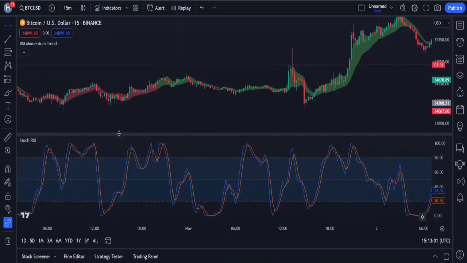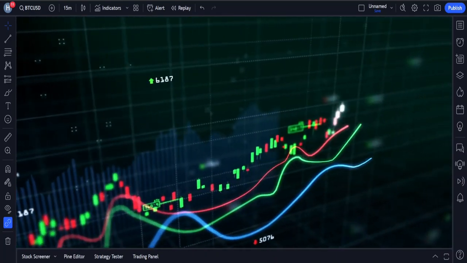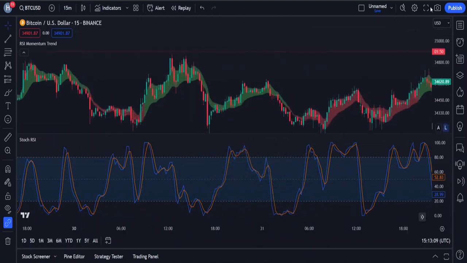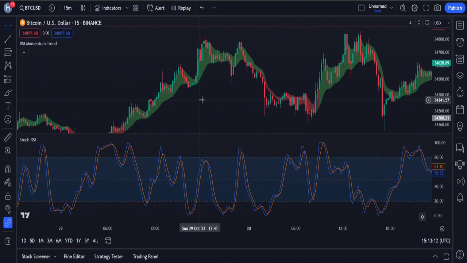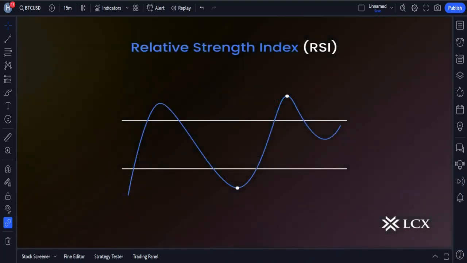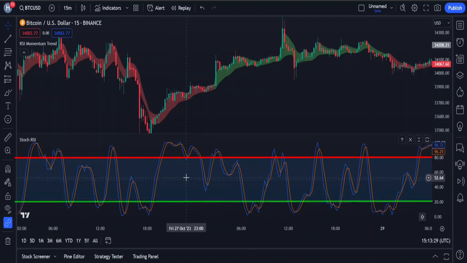For those who don't know, the Stochastic RSI is an indicator that allows us to better see the shifts in the market momentum. It is a technical indicator used to measure the strength and weakness of the relative strength indicator over a set period of time. It derives its values from the simple RSI indicator. Let's quickly see how we can read the Stochastic RSI indicator. We can see this indicator consists of a red line and a blue line, an upper band and a lower band. The upper band line is set at 80 level, while the lower band line is set at the 20 level.